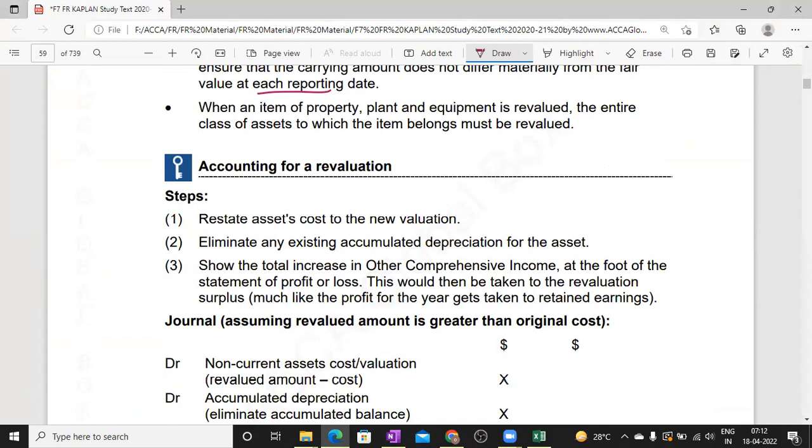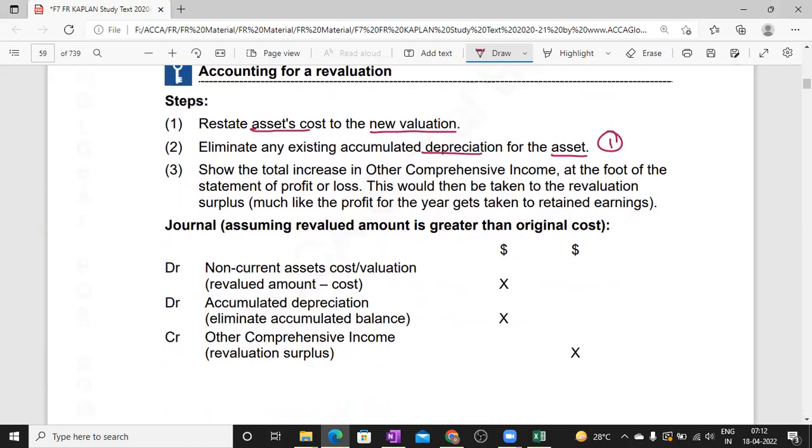Coming to the accounting: restate the asset's cost to the new valuation, either increase or decrease in value of an asset. Eliminate any existing accumulated depreciation for the asset. This is the first one. After adjusting the accumulated depreciation, then only transfer to property, plant and equipment. And whatever the revaluation surplus, this is a journal entry.